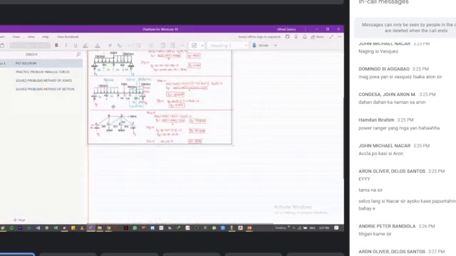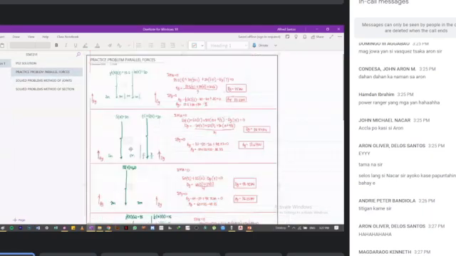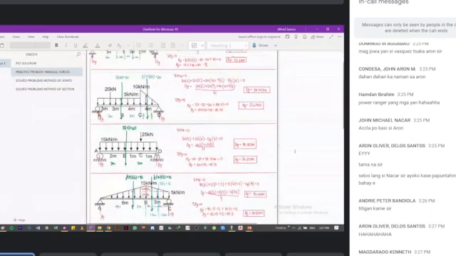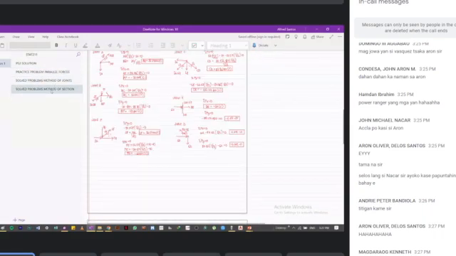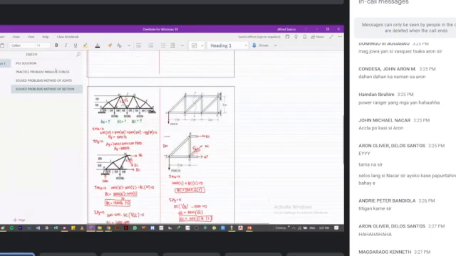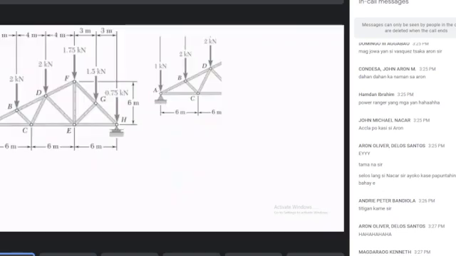Ito, review nyo to. Si Kenneth. Non-concurrent, non-parallel to, di ba? Tapos parallel forces. Kung pare-pareho tayo ng exam. Tapos method of sections, method of choice. So, reviewin mo lang tong 4 na to. No? So, papasa ka na. Ayan, binigyan ko na kayong tips ha.